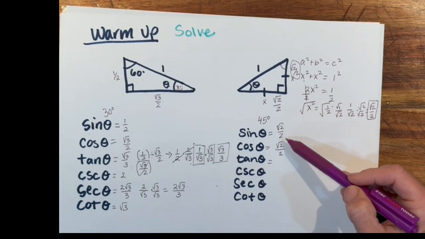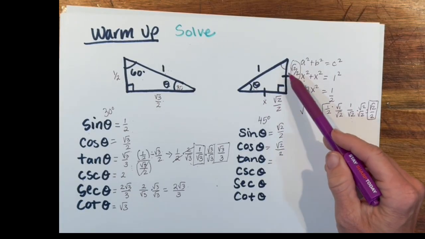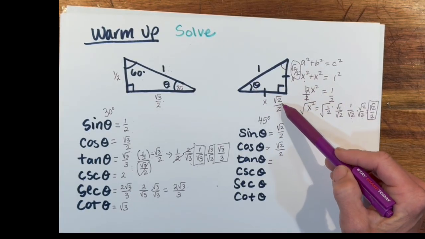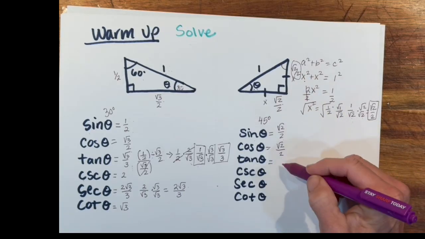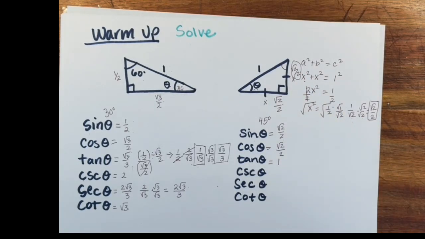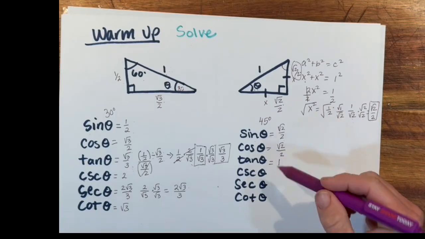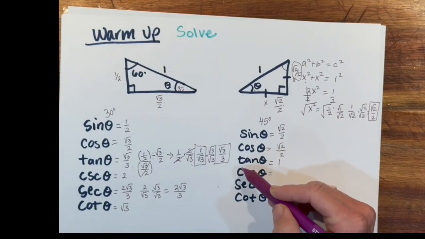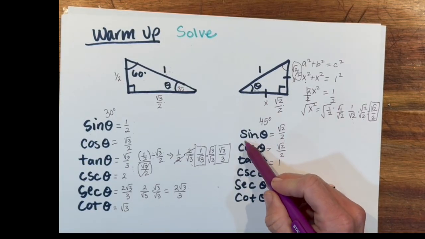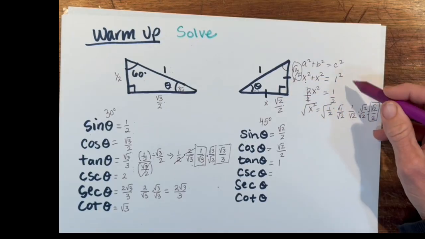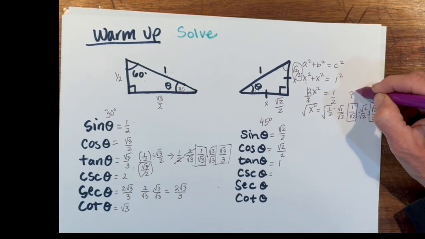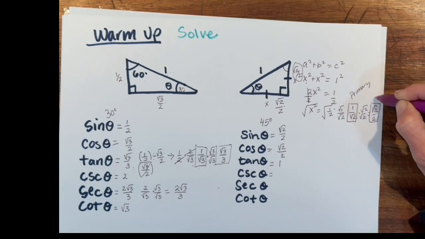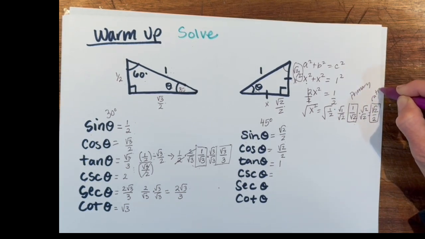This means that our tangent is opposite divided by adjacent, and since those are exactly the same, the answer is going to be 1. Cosecant of theta, that's the reciprocal of sine. Sine, remember that these were our primaries, and then this was rationalized.